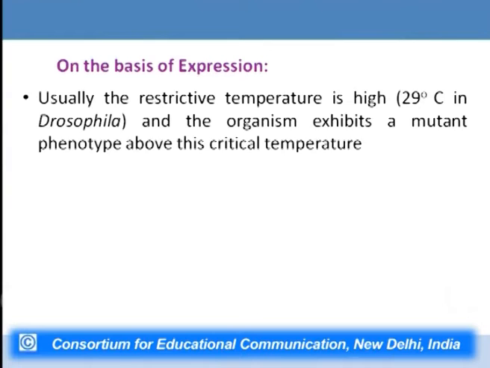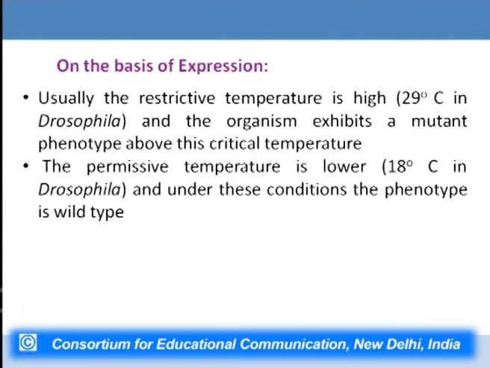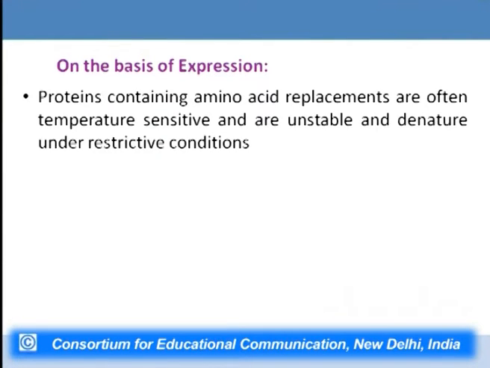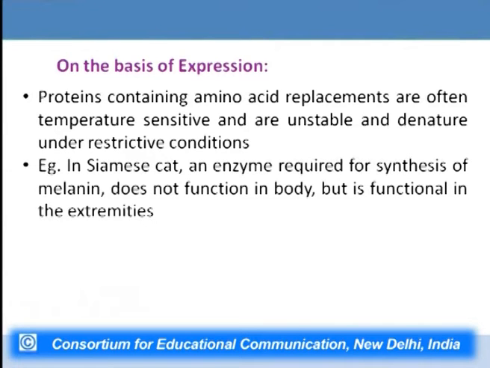For example, in conditional mutation, a temperature sensitive mutation, whose expression depends on the temperature of the individual's body, is a type of conditional mutation. Usually the restrictive temperature is high in Drosophila, and this particular organism exhibits mutant phenotype above this particular critical temperature, and the permissive temperature is about 18 degrees centigrade, and under these conditions the phenotype is wild type. The proteins containing amino acid replacement are often temperature sensitive and are unstable and denature under restrictive condition.